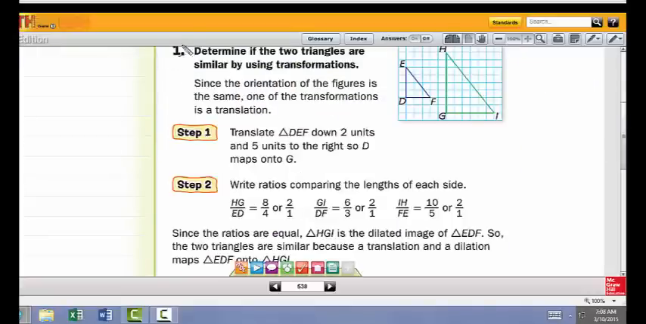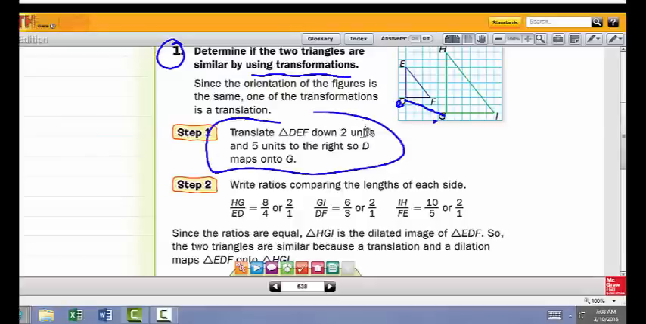In example number 1, they ask us to determine if the two triangles are similar and do so by using transformations. Since the orientation of the figure is the same, one of the transformations is translation. So all we're going to do is slide it down in this direction until letter D is exactly over letter G. And that's what they say right here. We're going to move it 2 units down and 5 units to the right and map D over G.